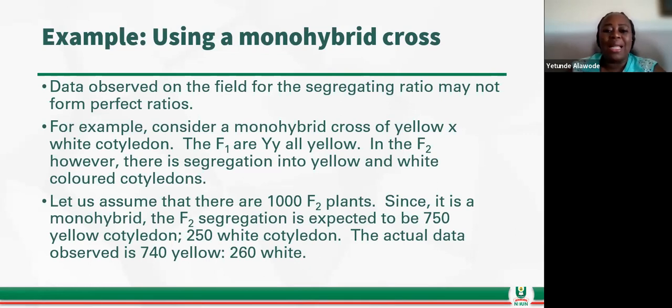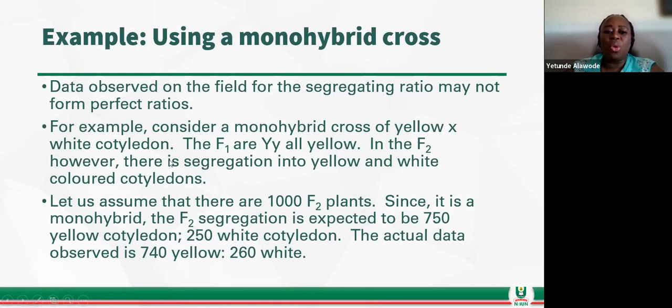So we want to work with an example now. And the example says, consider a monohybrid cross of yellow and white cotyledon. So there's a plant that has yellow cotyledon and white cotyledon. So in this case now, the F1 are all yellow. This simply means that the yellow is dominant over the white.